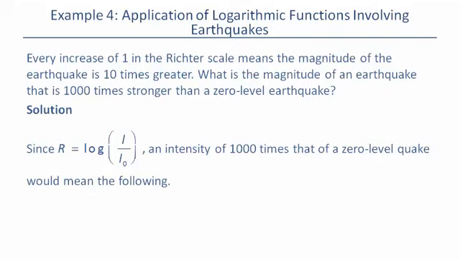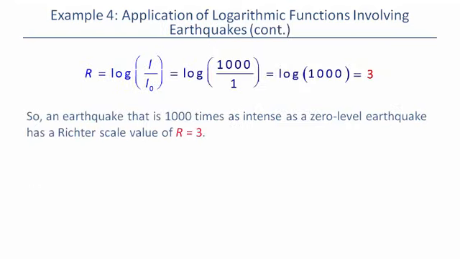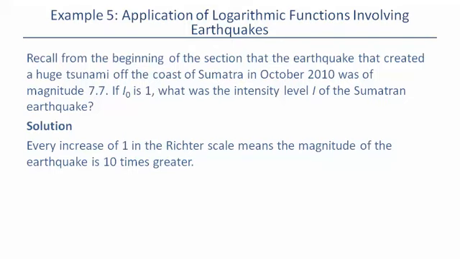So what magnitude would be something that's 1,000 times stronger than a 0 level? Well, we can figure that out by doing the math, and we see that it's 3, which makes sense, right? Because 1,000 is just 10 cubed. So we've gone up by a factor of 10 3 times, and so that would be a 3.0. So a 3.0 earthquake, which is a pretty mild earthquake, is 1,000 times stronger than an earthquake that we can barely feel.